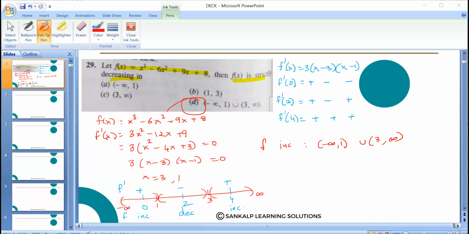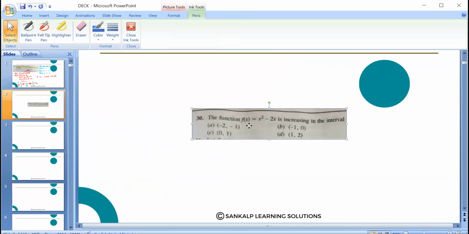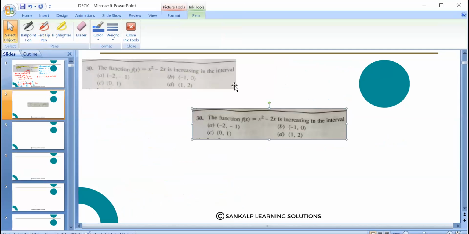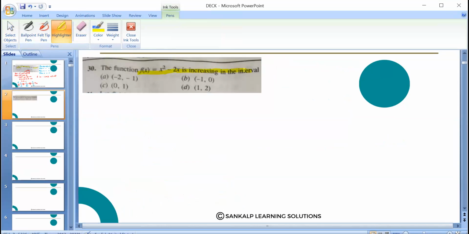Next, we will go to question number 30. Here is question number 30. Again, it is being asked: the function x squared minus 2x is increasing in which interval? So take the function x squared minus 2x.